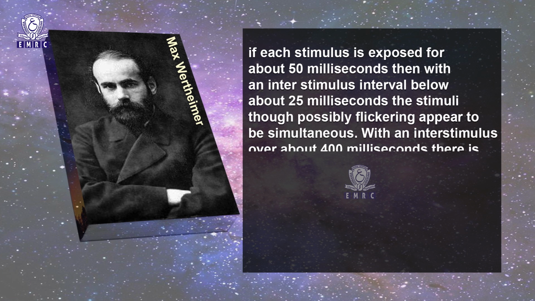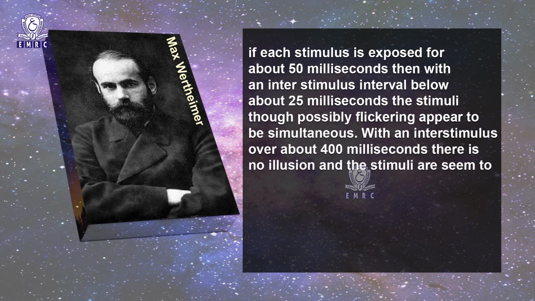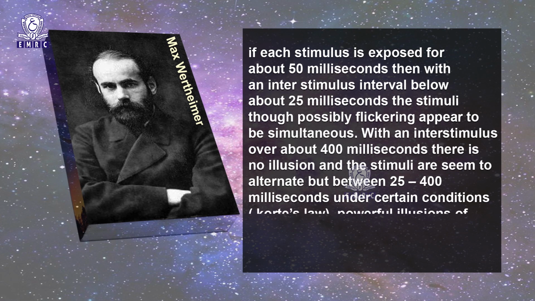25 milliseconds, the stimuli, though possibly flickering, appear to be simultaneous. With an interstimulus interval over about 400 milliseconds, there is no illusion, and the stimuli seem to alternate. Between 25 and 400 milliseconds, under certain conditions, which we also call Korte's law, there is a tendency for powerful illusions of movement to be created.